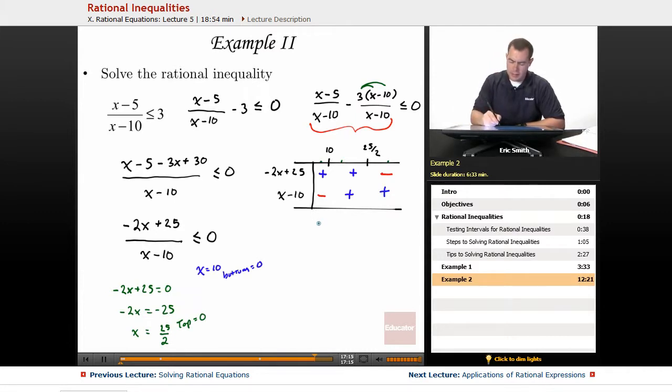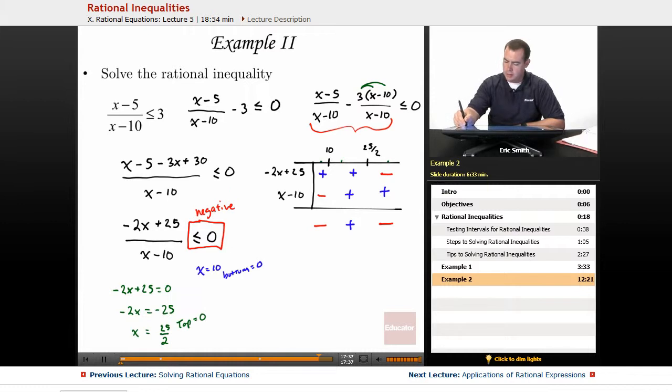So positive divided by a negative would be a negative. Positive divided by a positive would be positive. And negative divided by a positive, negative. So what am I interested in for this particular one? Well, I want to know where it will be less than or equal to 0. So let's look for those negative values.